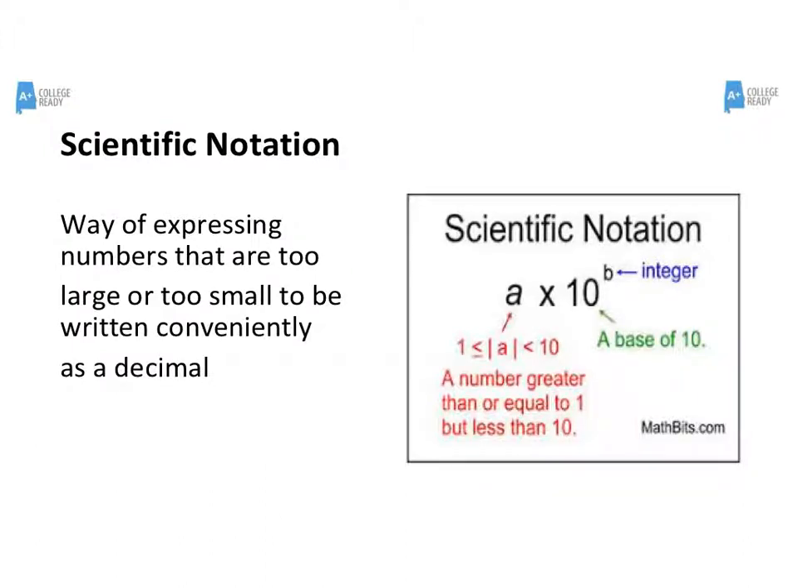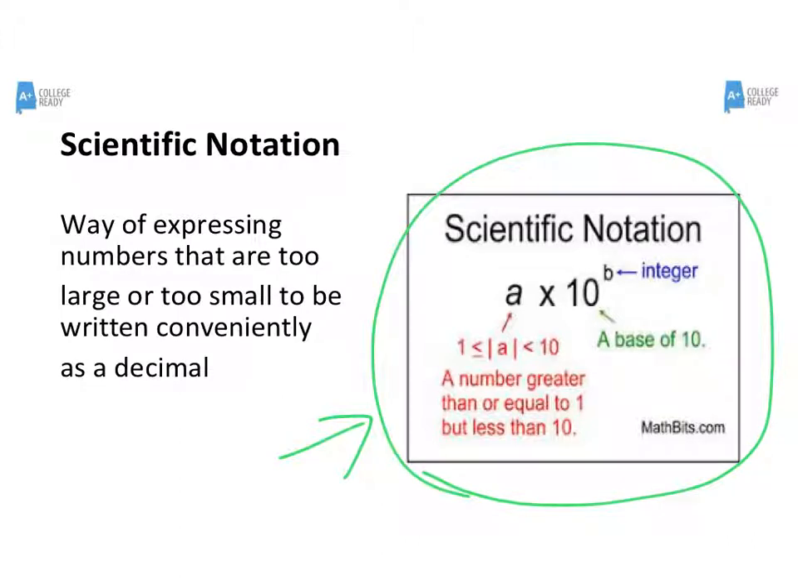Scientific notation is a way of expressing numbers that are too large or too small to be written conveniently as a decimal. Let's review some vocabulary. Actually, the vocabulary is on the other slide. This is just showing you the limits of scientific notation. The coefficient itself has to be a number greater than or equal to 1 but less than 10. That is the rule for the coefficient. And b here, the exponent, has to be an integer.